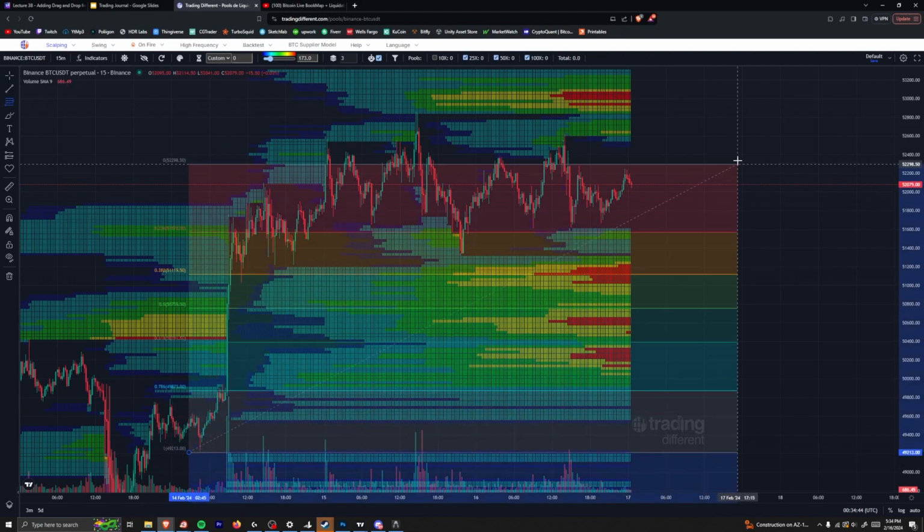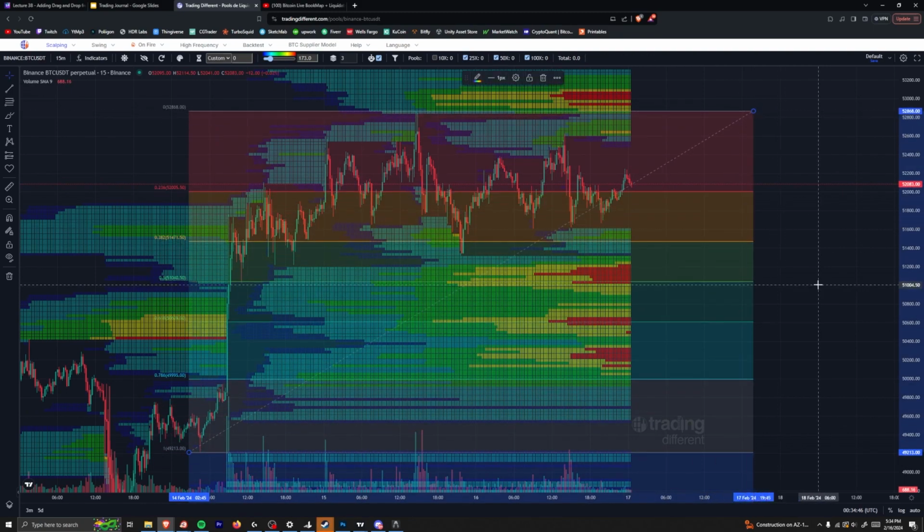So I would just take a fib from here, and I would say, okay, well, it's probably going to fill 50%, which 50% comes out to right here actually. So just using Fibonacci's, you can see that 50% level comes in right at the end of this liquidity zone.